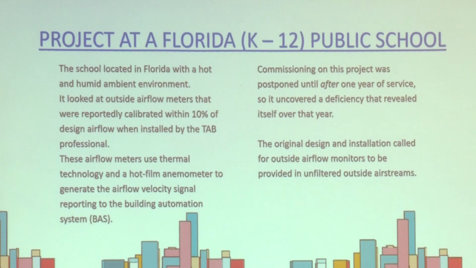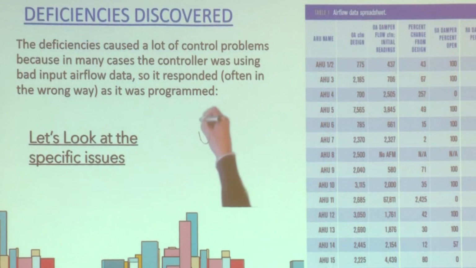But this project, this case study, was a K-12 school in Florida, in a very hot and humid climate. The outside airflow meters and all of those were correctly calibrated at the time of construction to meet the design specifications. I was called into the job a year later, after one year of service, because there were a lot of deficiencies going on and the building was getting a tremendous amount of complaints about everything: cooling, heating, airflow, ventilation, everything. So I was called in to do that.